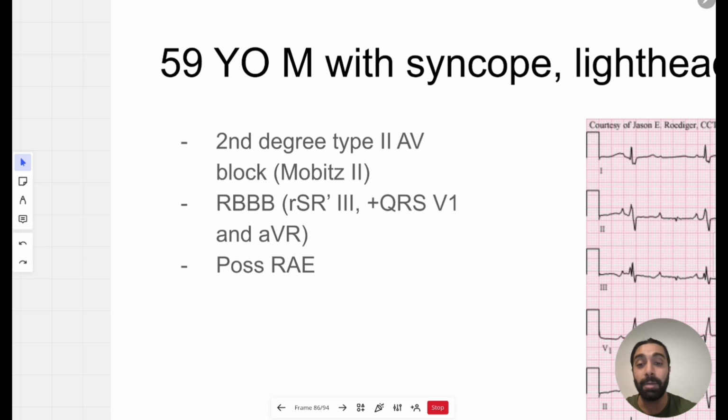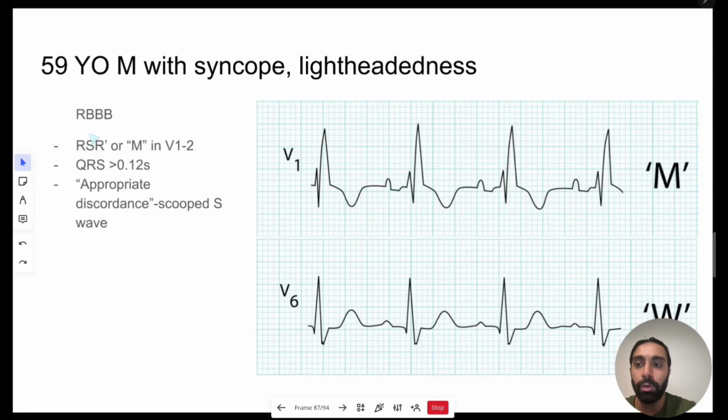Second degree type 2 and type 3 are the highest risk for syncope, so usually these patients are good candidates for a pacemaker. So as a review, right bundle branch block, if you see it in either V1 or the inferior leads, think about right bundle branch block. We already mentioned left bundle branch being V5, V6, and lead I and aVL. So they typically come in with a prolonged QRS and that RSR prime type of form.